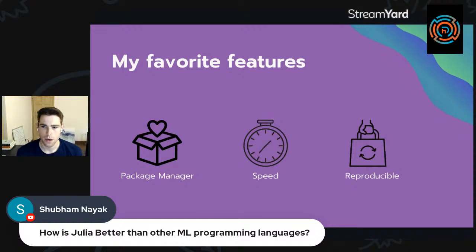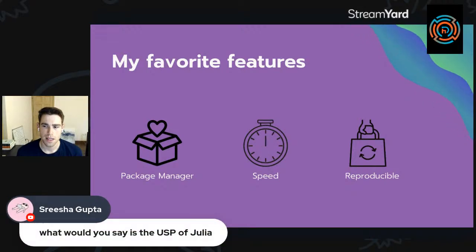Srisha is coming in with another question. What would you say is the USP of Julia? I don't know what USP stands for, so feel free to put that into the chat. Another question, how different are the syntaxes of Python and Julia?